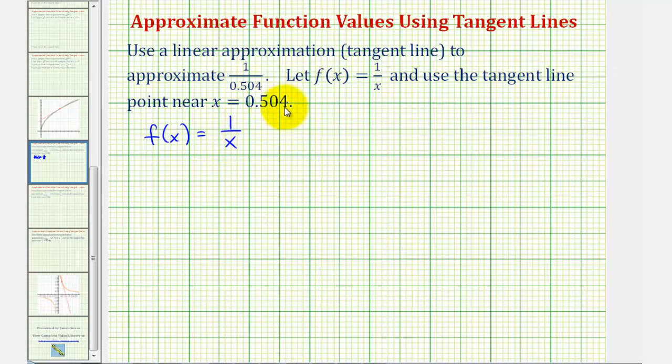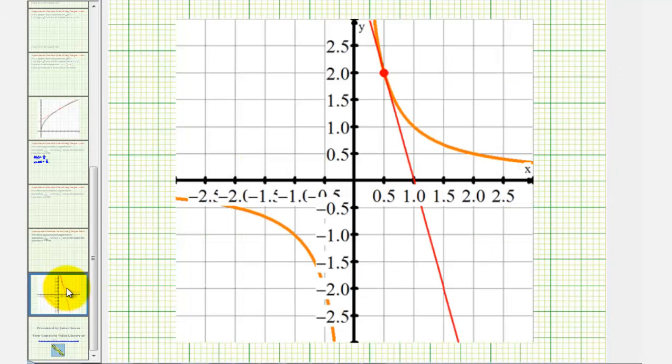We want to select an x value that's close to this x value, but easier to work with. So we'll find the equation of the tangent line at x equals 0.5. 5/10 is equal to 1/2. So the idea is we'll be using the equation of this red tangent line at x equals 0.5 to approximate the function value when x equals 0.504. Notice how as long as x is close to 0.5, the linear equation will give us a good approximation for the true function value.